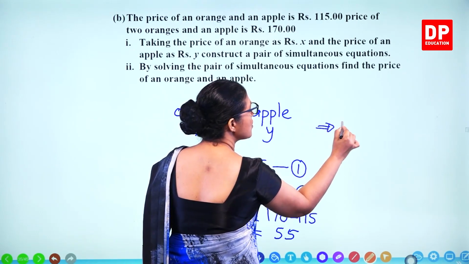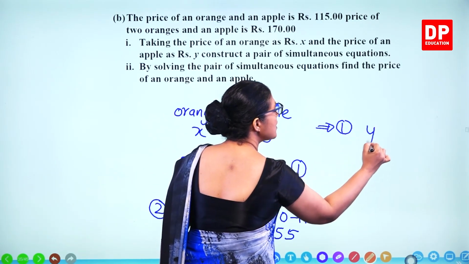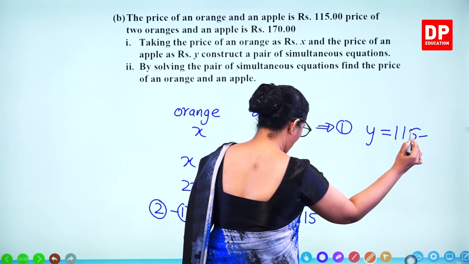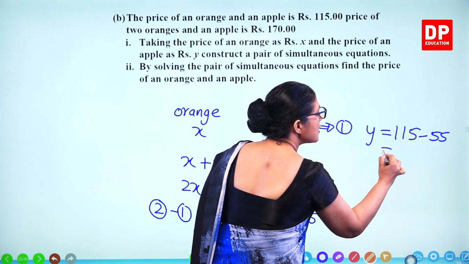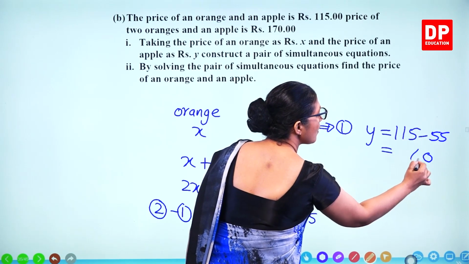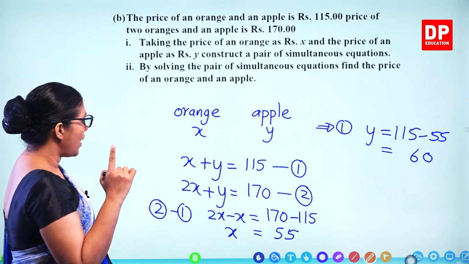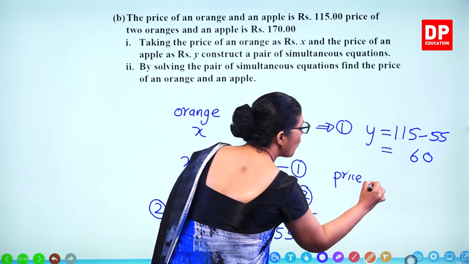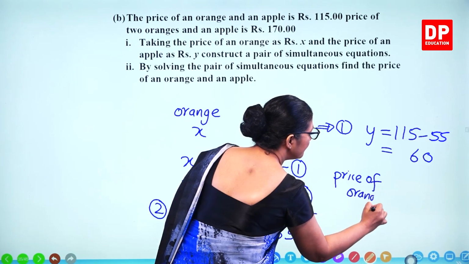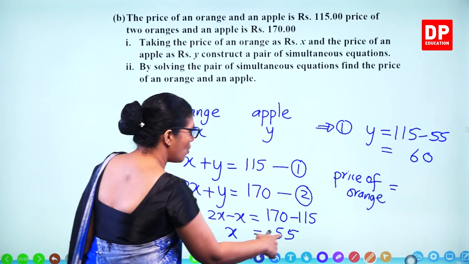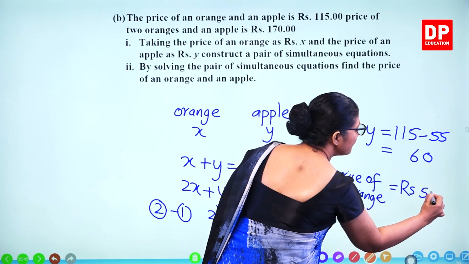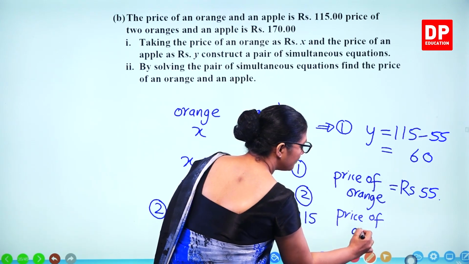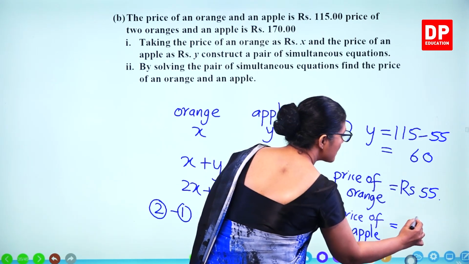Substitute into one of the equations. I'll take the first one. So what is y? 115 minus the x value, that's 55. So what is y? 60. So x means price of orange. So price of orange is equal to 55 rupees. And price of an apple is 60 rupees.